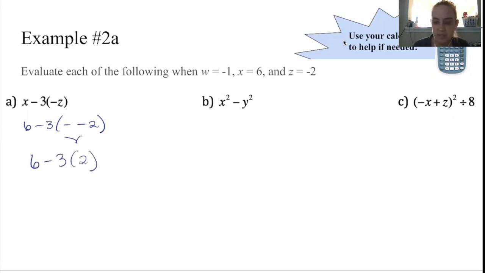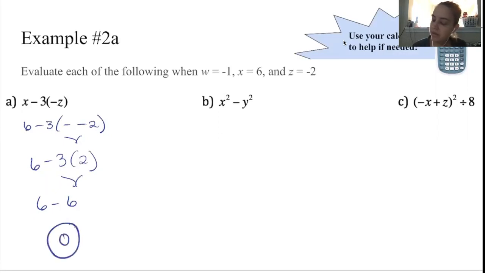Now, I know we're tempted to say that we're going to do 6 minus 3 first because it's on the left, but that's not true. Remember, multiplication comes first. Multiplication comes first. So 6 times 3 is 6. 6 minus 6 is 0. I made a mistake.